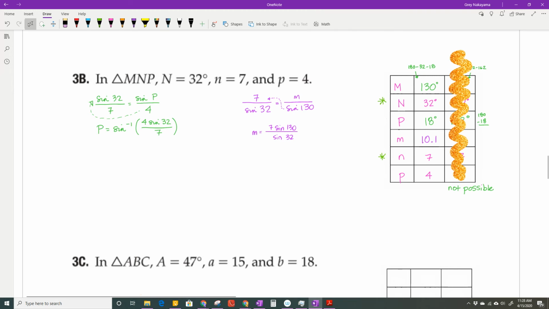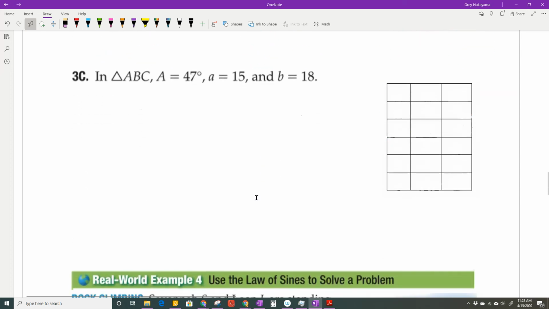So that is 3B. Now let's go on to 3C. It happens to be of a triangle ABC. So I'm going to set up A, B, C, little a, little b, little c. A is 47, little a is 15, little b is 18. Okay?